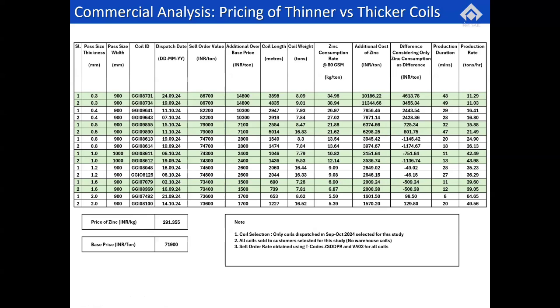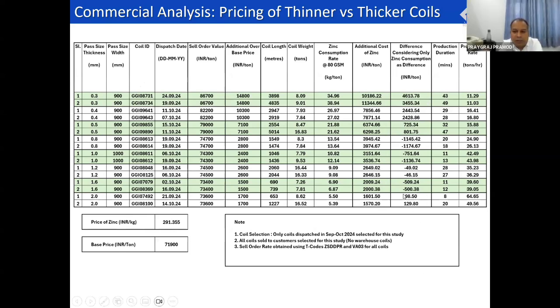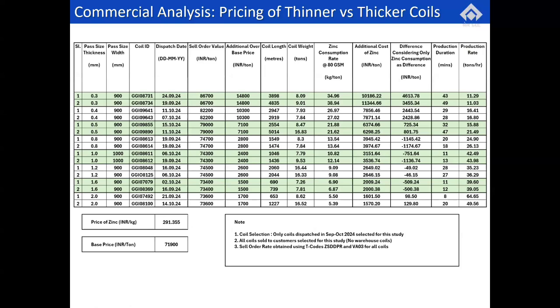I will be doing it. The point I was trying to make is that in 2 mm coils, if I run 2 mm coils throughout the day, my production will be around 1500 tons per day. Whereas if I run 0.3 mm coil throughout the day, the production comes to around 350 tons per day. So in this coil, even if the per ton realization is less, I will be getting more volume, sir. But boss, you have to see the product of both.